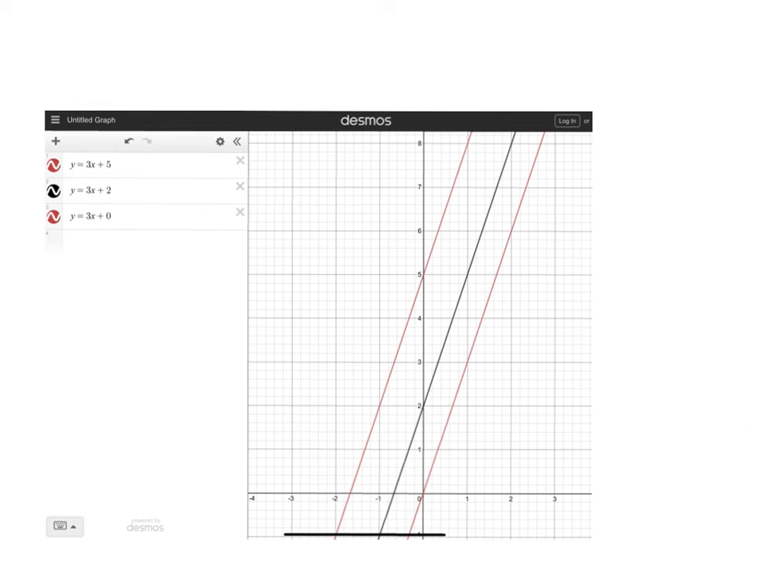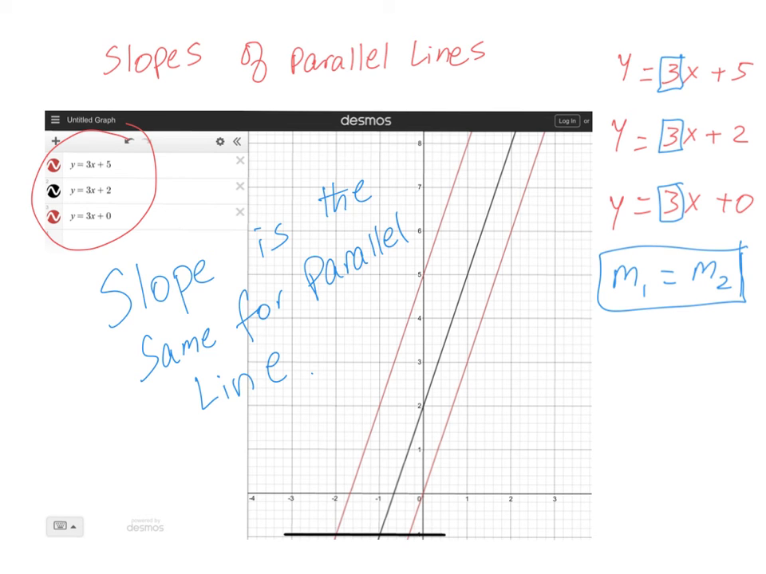So for this section, slopes of parallel lines. The slopes will be equal for parallel lines. Look at all the equations. The 3 is the same in this set of equations. The only thing that's differing is the 5, 2, and 0, and that's what makes it intersect at 3 different spots right here. So for parallel lines, you'll always see the slope to be equal.